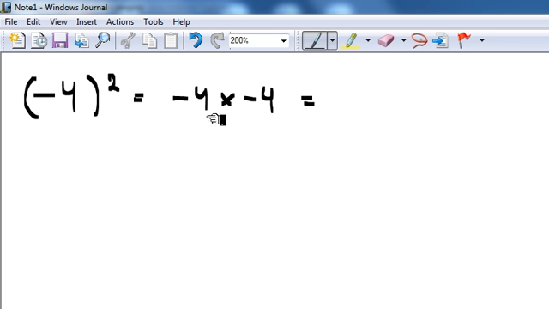And this is, if we just take the numbers first, 4 times 4 is 16. And what about the sign? Is it plus or minus? Well, minus times minus becomes plus. But we don't write the plus. We don't write it out, so it's going to be 16.